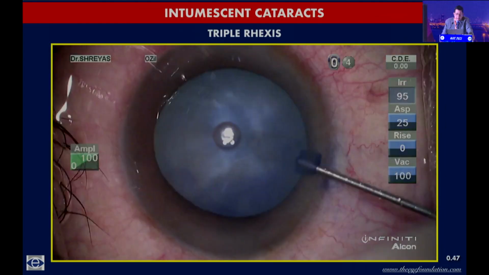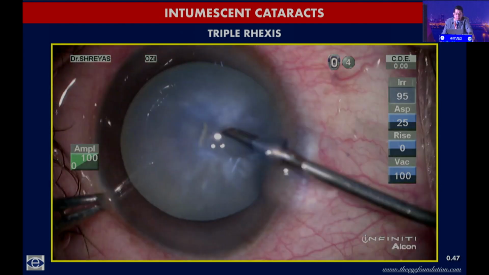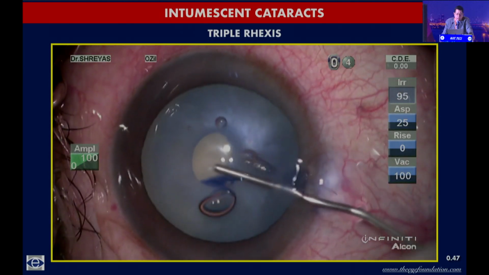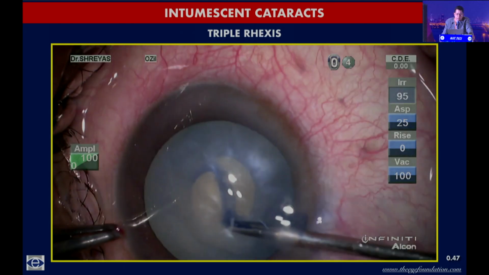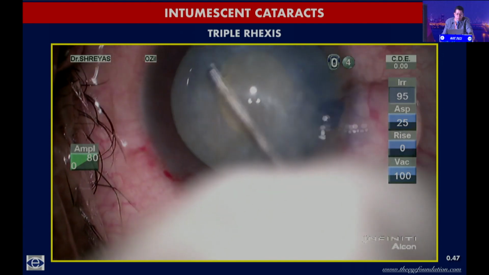Triple rexis, this is just the way you can manage the rexis. Arup also showed something like this, and as you can see, an initial nick is made. A small, as far as you get a complete round rexis or it's arcuate, the tendency for it to extend is not there. So that's a very small rexis that has been made. And now I'm evacuating the cortex.